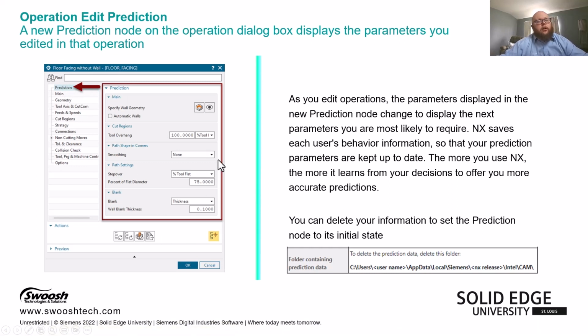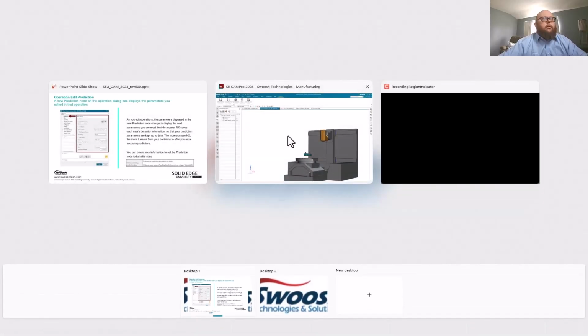So if you install a new version of the software and you open up an operation, a prediction node will not exist until you start making changes inside of those operations. And then it's learning and it'll place, I believe it's up to 10 settings on this prediction node. And I can show that quickly here.